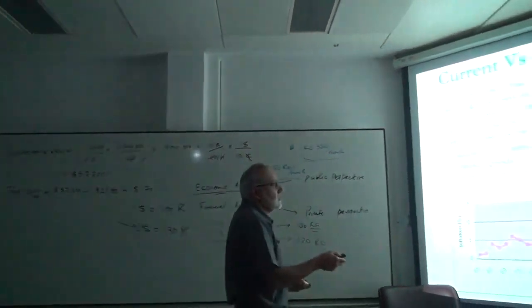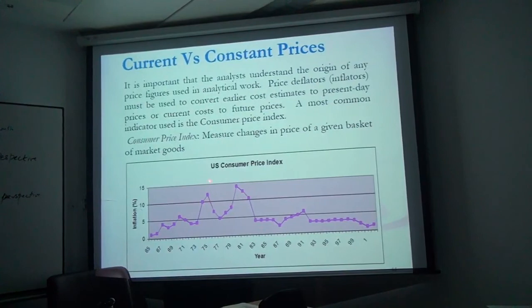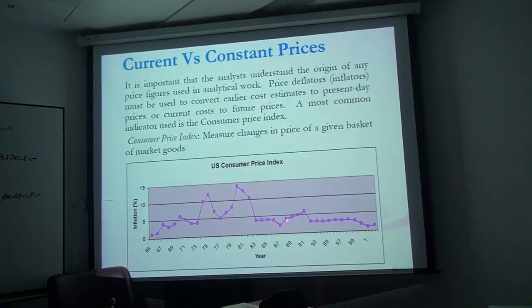It measures the changes in price of a given basket of market goods. And this is showing the US consumer price index. As you can see, in some years the inflation was about 14% or so. And since the real is pegged with the US dollar, we can also say that this is also the real's inflation as well.